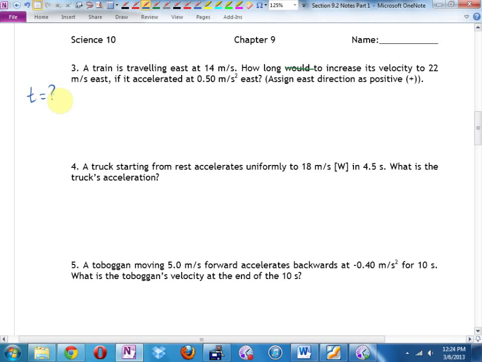Now, let's walk through. That must mean, Amber, everything else is a piece of information. The first number that I see is 14. First of all, 14, positive or negative, and how do I know?